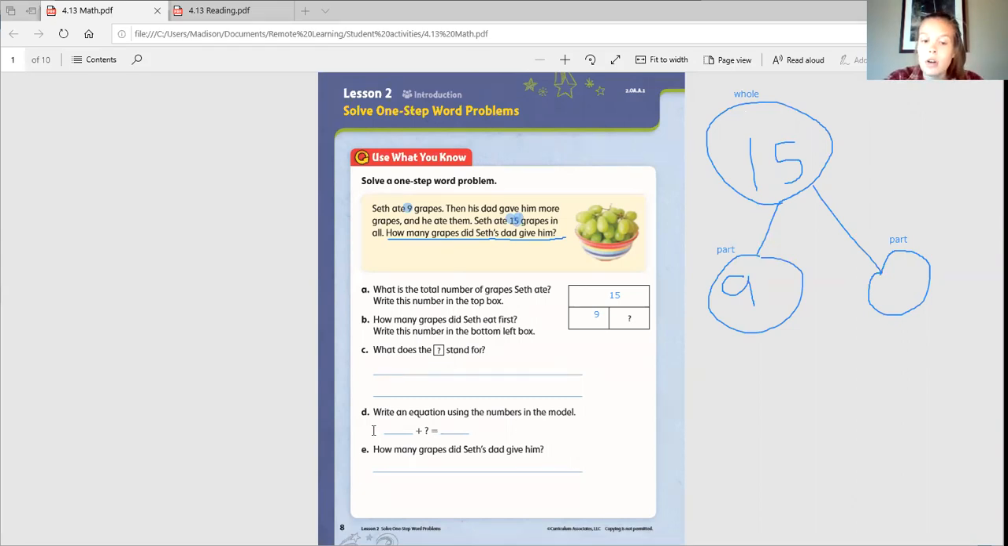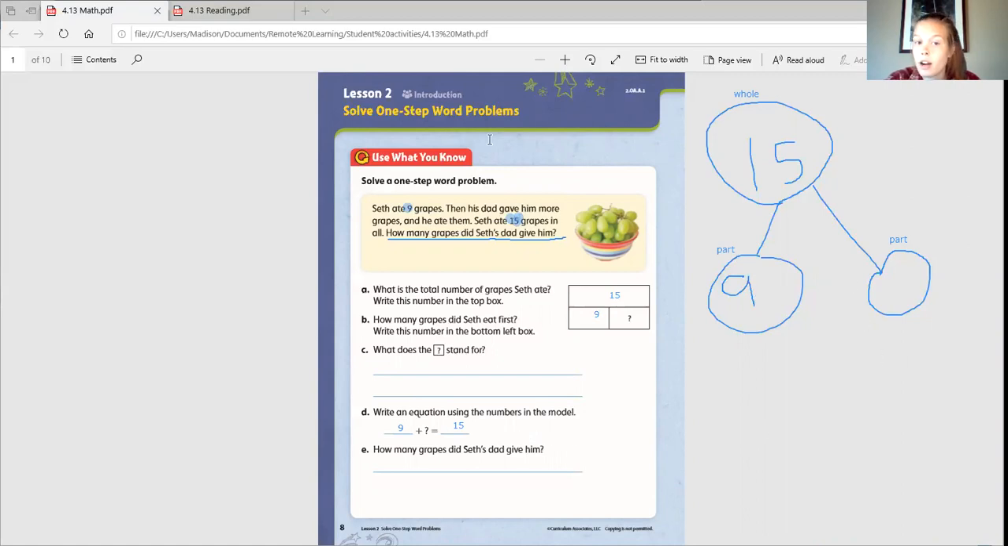So we can write an equation, and it helps us out down here. Look down at D to write an equation using the number bonds model. So it has blank plus our question mark equals blank. Now I know the two numbers that I have are 9 and then 15.